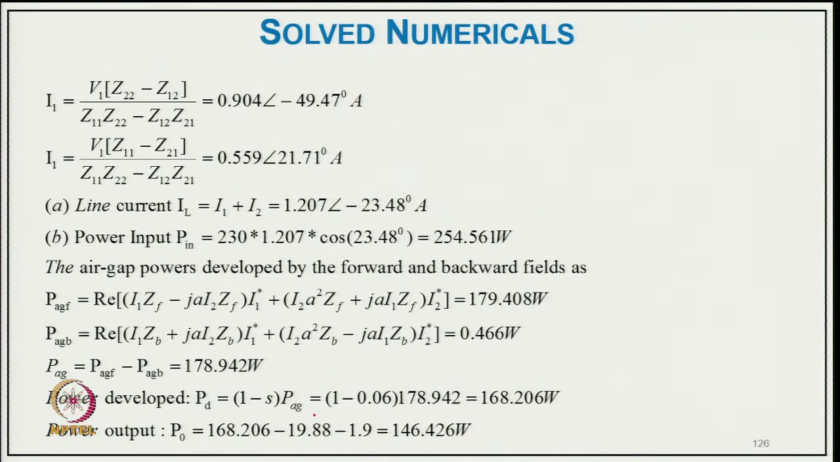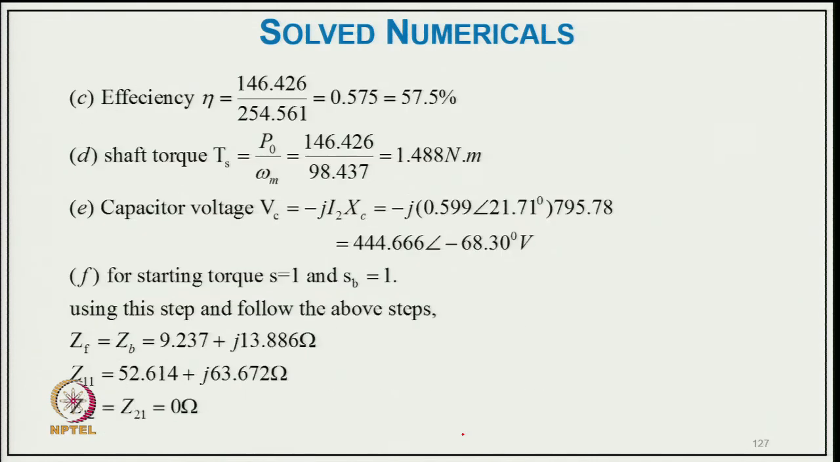Power developed PD equals 1 minus S times PAG, that comes 168, and power output PO, putting the value of this PD minus the fallback and friction voltage losses, comes 146.426 watt, and efficiency comes like output upon input, that comes 57.5%. Shaft torque is PO upon omega, putting a value 1.488. Capacitor voltage Vc equals V minus I2 XC, putting a value it comes 44.66 at the angle of minus 68.3.